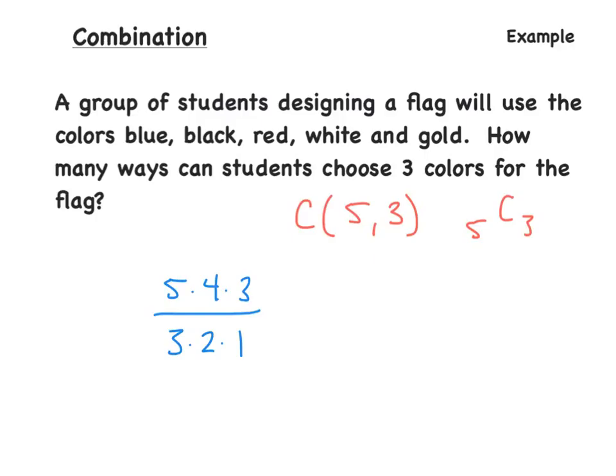So this is how you're going to set up the answer for your combination. Before that, look, you can basically cross out these 3's because 3 divided by 3 is 1. So now you could multiply straight across. So 5 times 4 is 20. 2 times 1 is 2. If you simplify that, that is equal to 10. There are 10 ways that students can choose 3 colors for the flag.